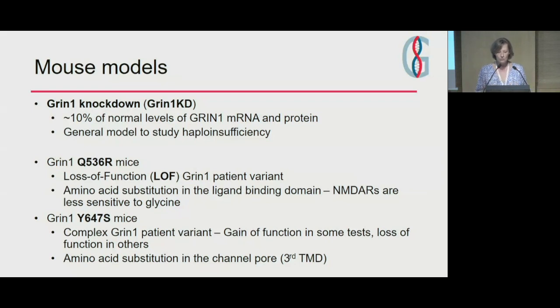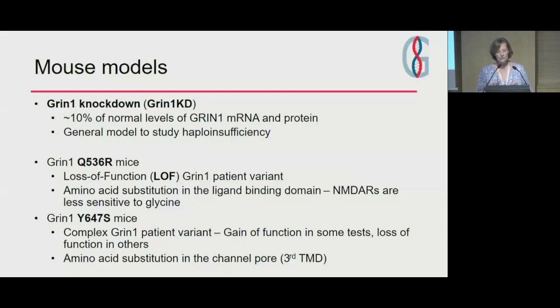But more recently, we've been studying these two patient variants. One is Q536R, both of them in the heterozygous state, just like the patient. We think that this one is a loss of function because it's a missense variant that affects the ligand binding domain, and studies in cells indicate that this causes a 3,000-fold reduction in the potency of glycine. So really, they're not responding at all to glycine.